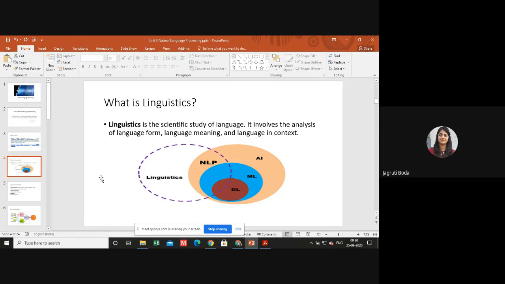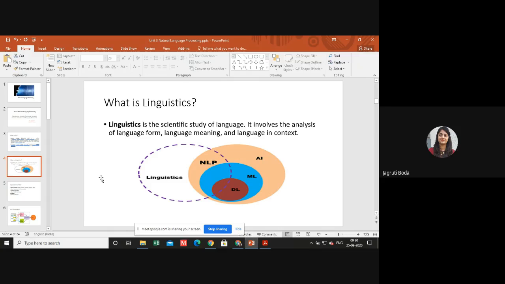So this NLP domain is very interesting and in demand. How can a user easily interact with the computer system? Not all people in India understand the English language, or Hindi, or Gujarati. So we have to give a facility to interact with the computer system in their own languages. So this is NLP, natural language processing.